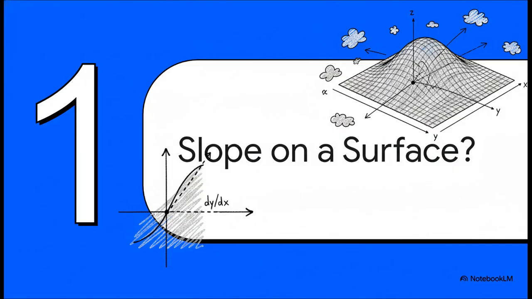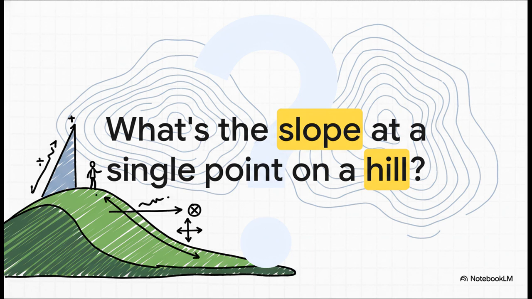So, to get started, let's just rewind for a second. Back in basic calculus, remember how the derivative was really just a fancy word for slope? For a simple 2D line or a curve, it's super easy to see what the slope is at any given point. But what happens when we step it up a dimension? I want you to imagine you're standing on the side of a hill, okay? Now, what's the slope right where you're standing?